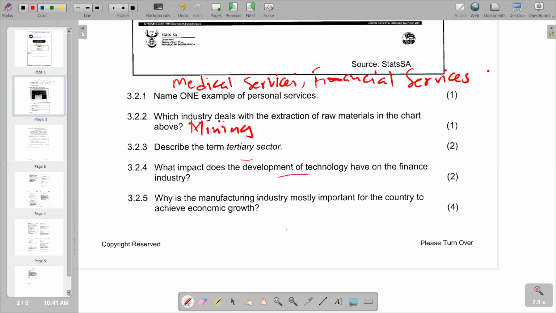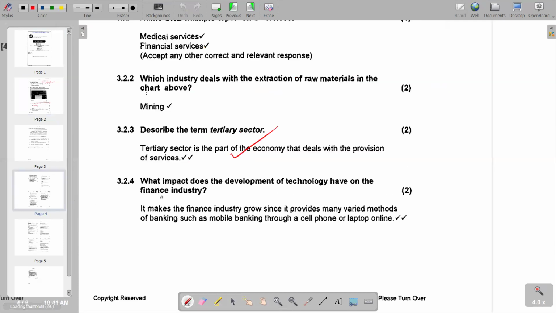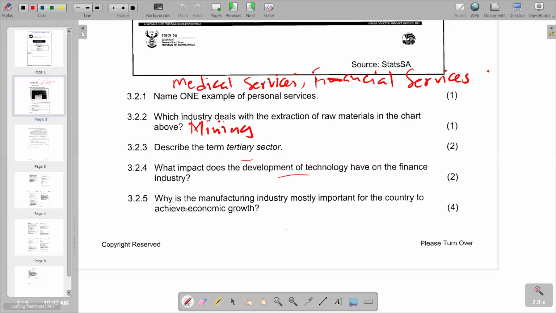So now we go to our other section, trying to see what explanation we have in terms of the reasons why the development of technology has an impact on the finance industry. The explanation is: it makes the finance industry grow since it provides many varied methods of banking, such as mobile banking through a cell phone or laptop online. So this is the explanation that you need to get your 2 marks. So we go to the next question.